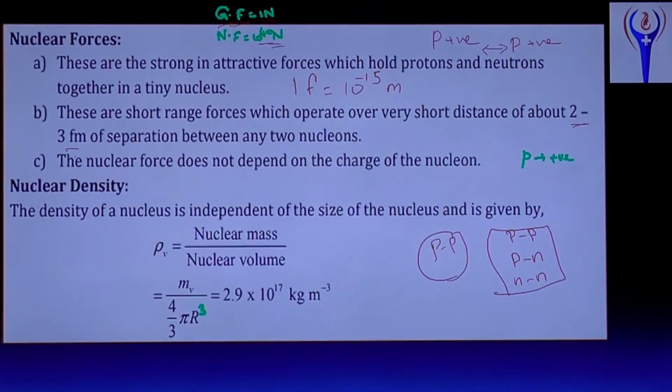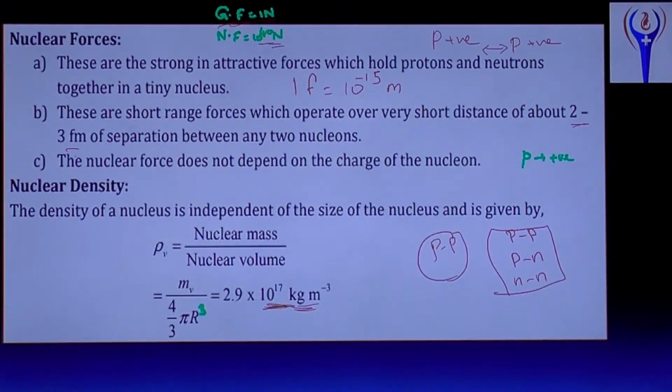And already we have discussed nuclear density. Nuclear density equals nuclear mass by nuclear volume. Nuclear mass is mA and nuclear volume is 4 by 3 pi r cube. If you substitute and simplify for the given values, you will get 2.9 into 10 power 17 kilogram per meter cube, which is the highest density. There is nothing beyond this density known so far on the earth. This is the maximum density.